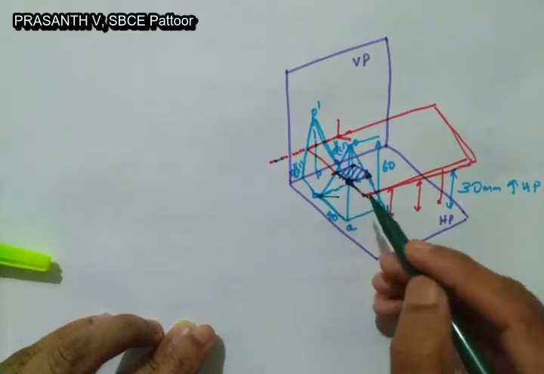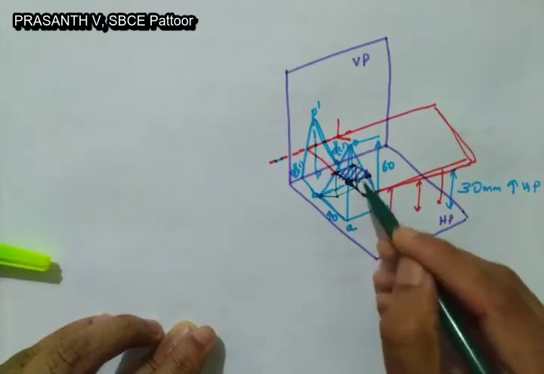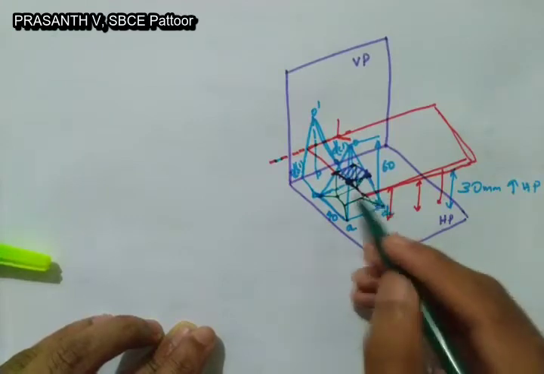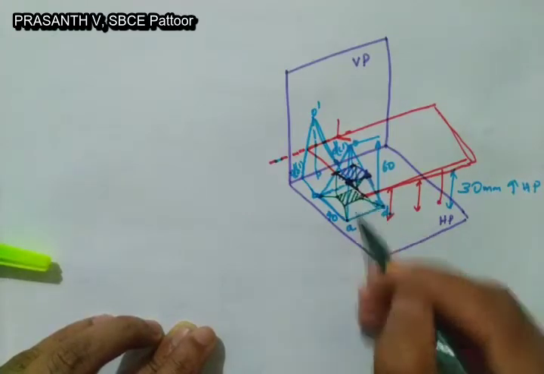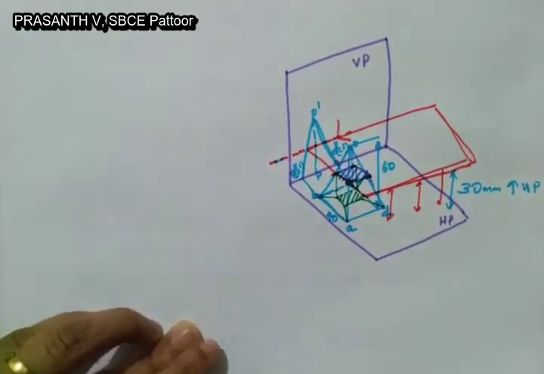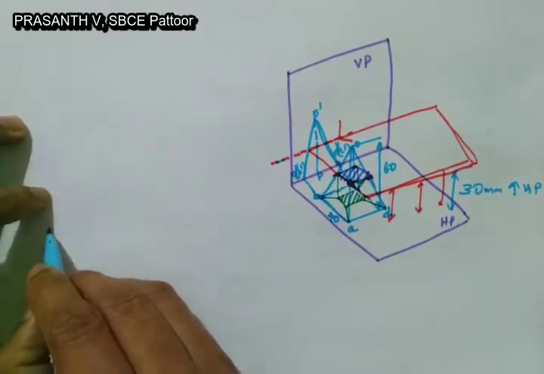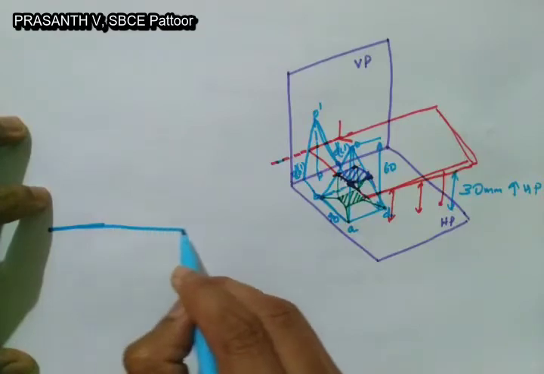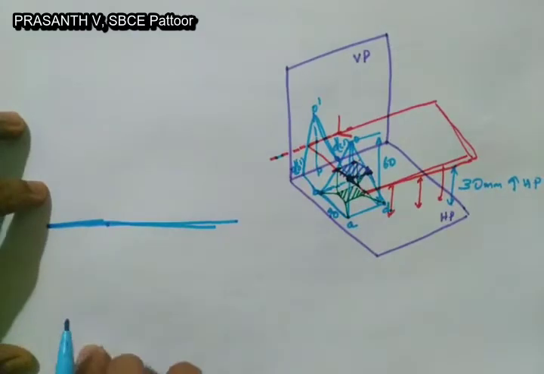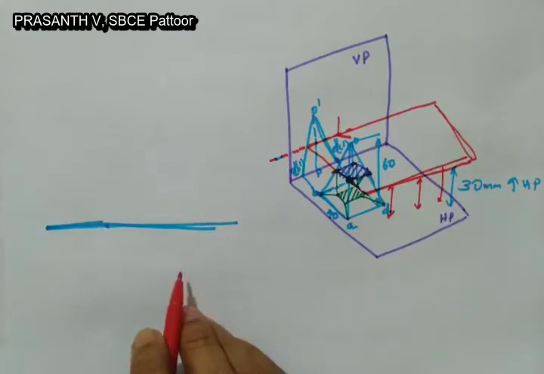These slant edges. See, top view section you will see like this. I will draw it here. Just draw the XY line. Draw the top view.